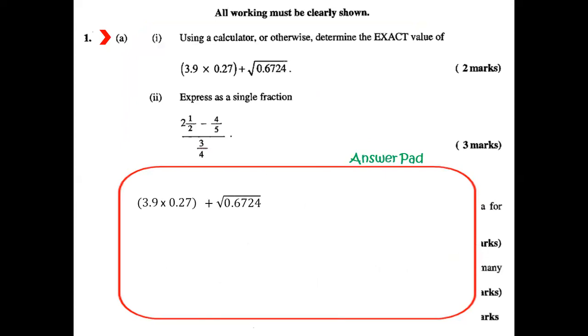All right, so 3.9 in that first bracket there, we multiply it by 0.27. Answer is 1.053. And the square root, I think this is the third question that we're seeing now, the square root sign. By now, we're very good at it. Of 0.6724 is 0.82. And when we add those, 1.873. They're not asking us to express that answer in any other way. So that's the exact answer there for 2 marks.